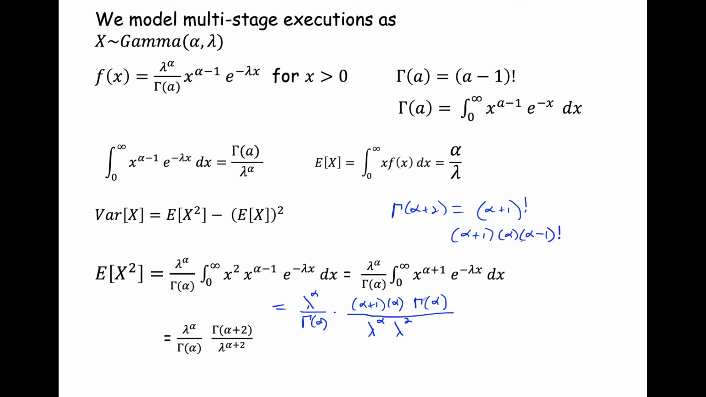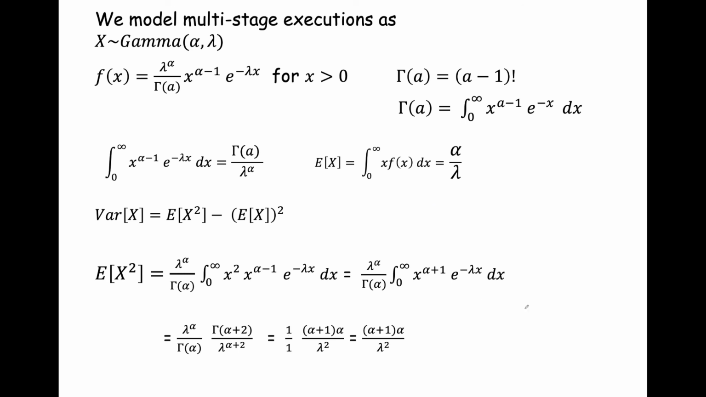If we look at this, we have a lambda to the alpha in the numerator and a lambda to the alpha in the denominator, that cancels. We have a gamma of alpha in the denominator that cancels with the gamma of alpha in the numerator. Now we're left with alpha plus 1 times alpha over lambda squared. That's going to be our E[X squared].